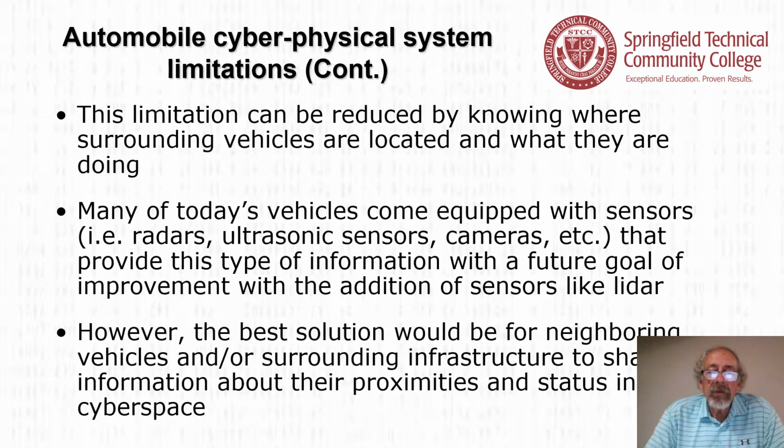Many of today's vehicles come equipped with sensors, things like radars, ultrasonic sensors, cameras, and so forth, that provide this type of information with a future goal of improvement with the addition of sensors like LiDAR. So we're looking around us, that's for sure. However, the best solution would be for neighboring vehicles and/or surrounding infrastructure to share information about their proximities and status in cyberspace.